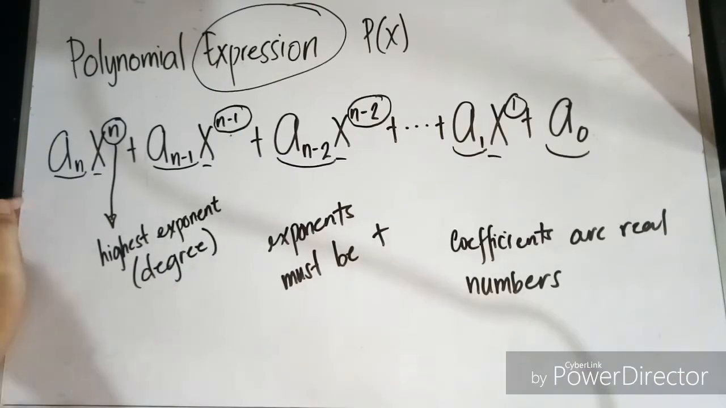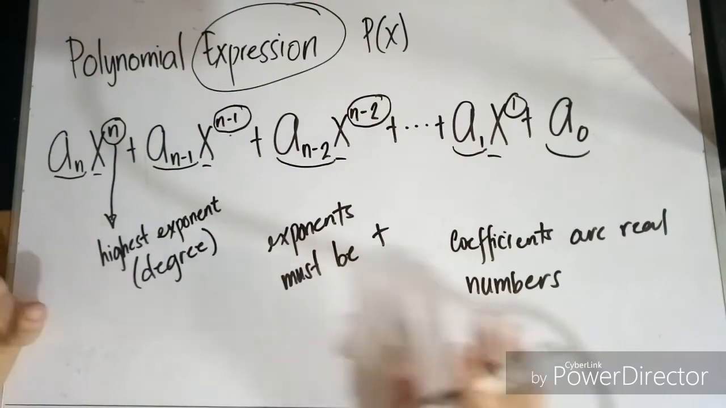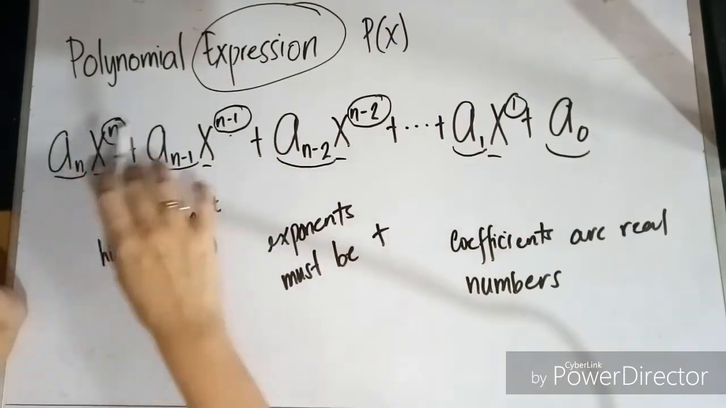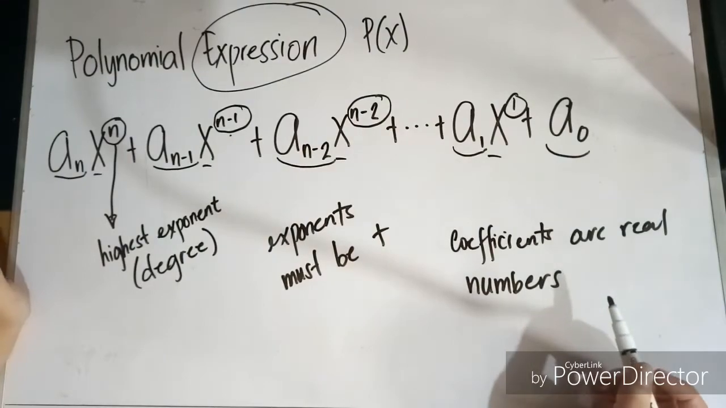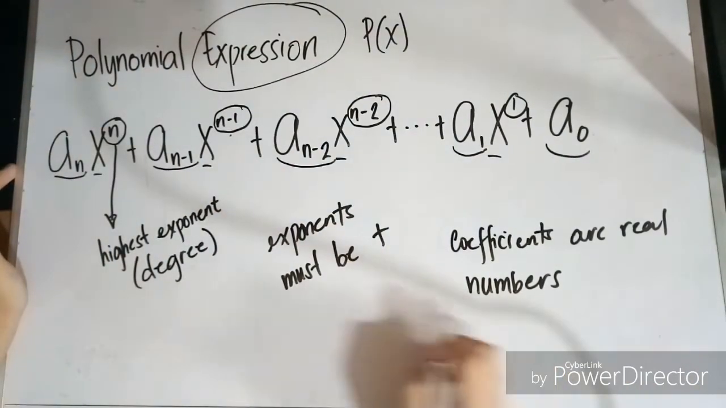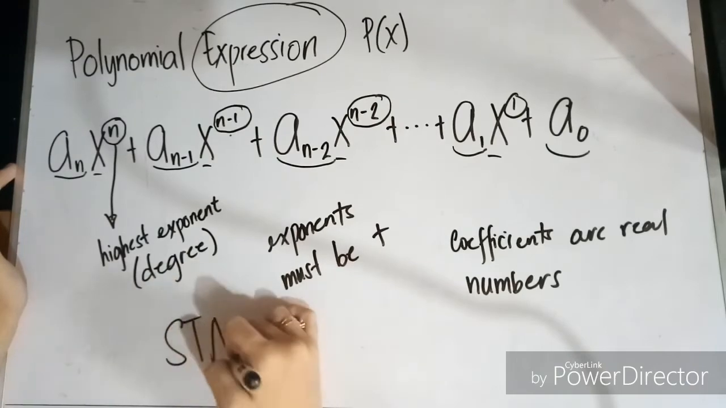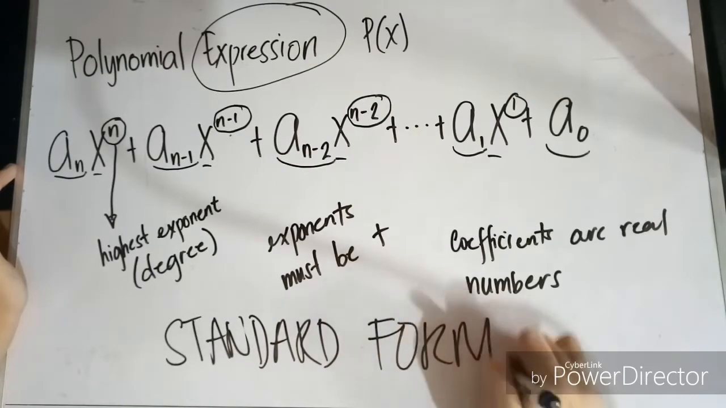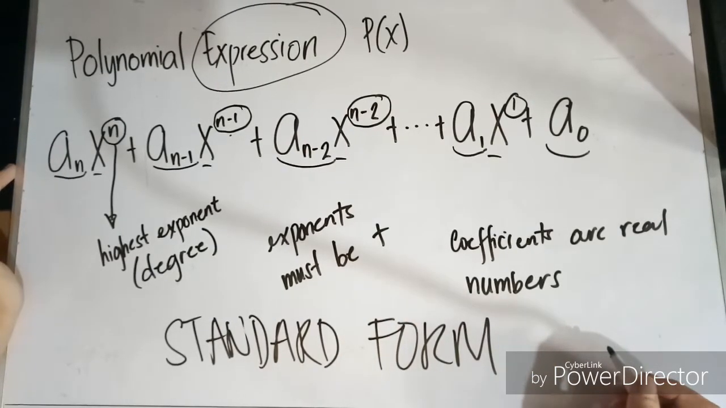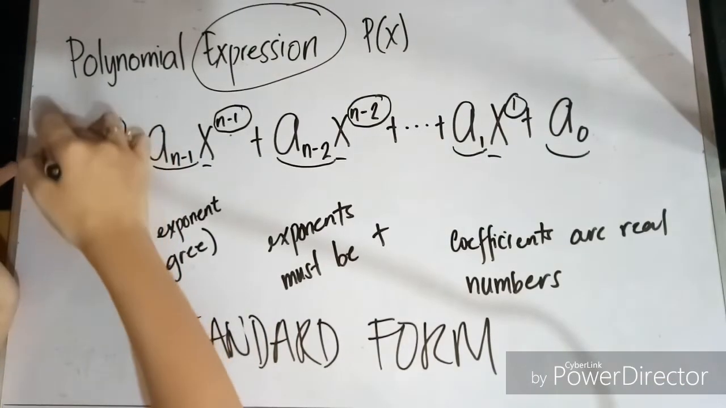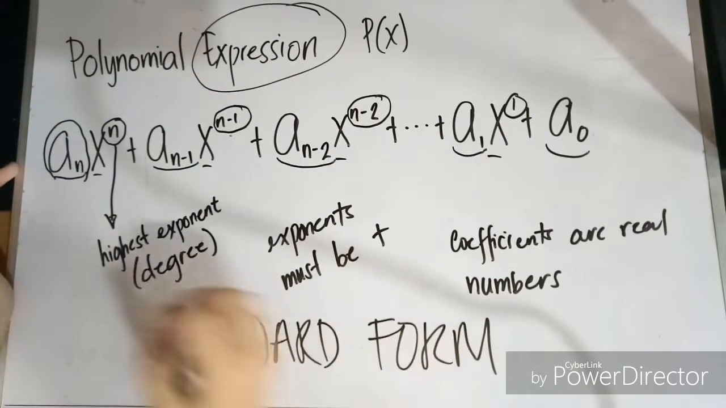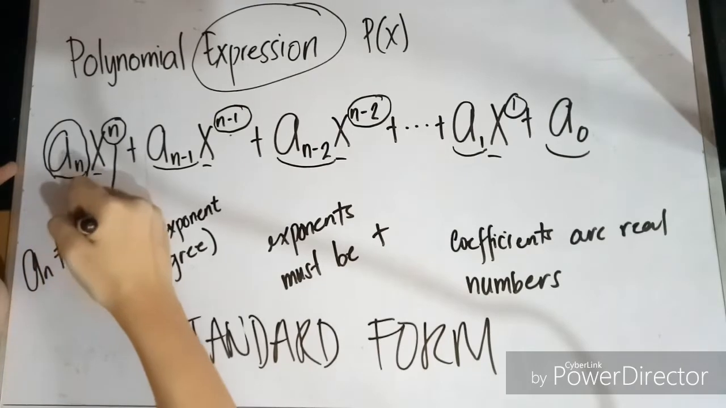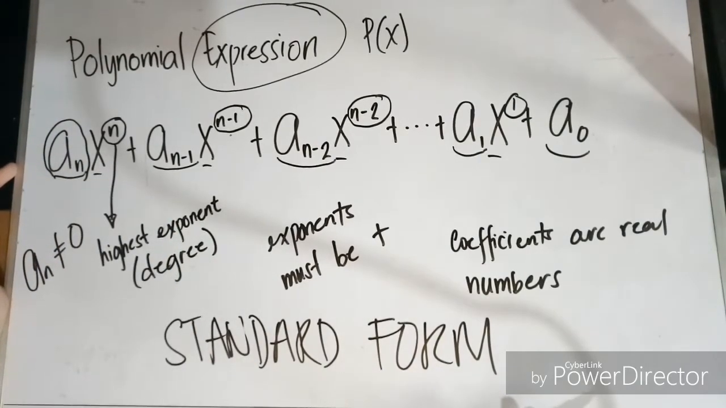And the terms of the polynomial may be written in any order. But in this case, since we have already arranged the exponents in descending order, we call this polynomial expression a standard form. Standard form. Alright, and aside from that, your a sub n, this part, must not be equal to 0. A sub n is not equal to 0. I will give you more examples in the next video.